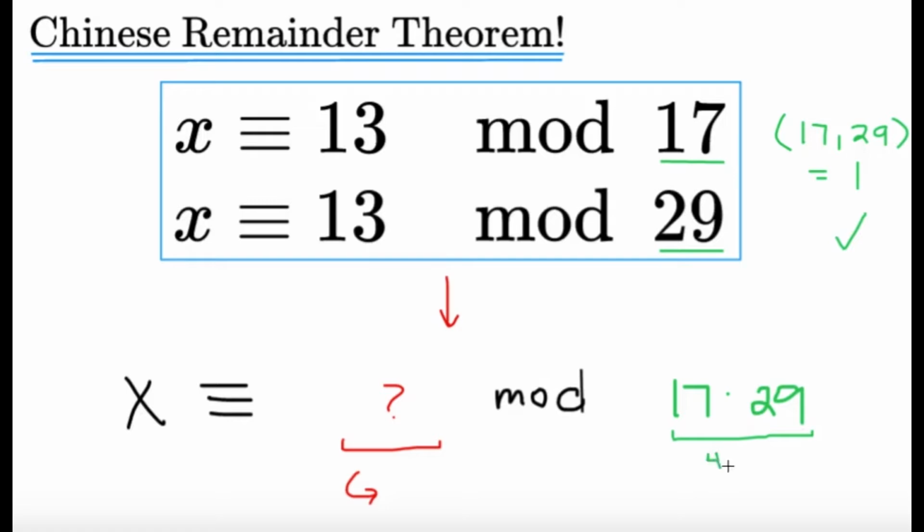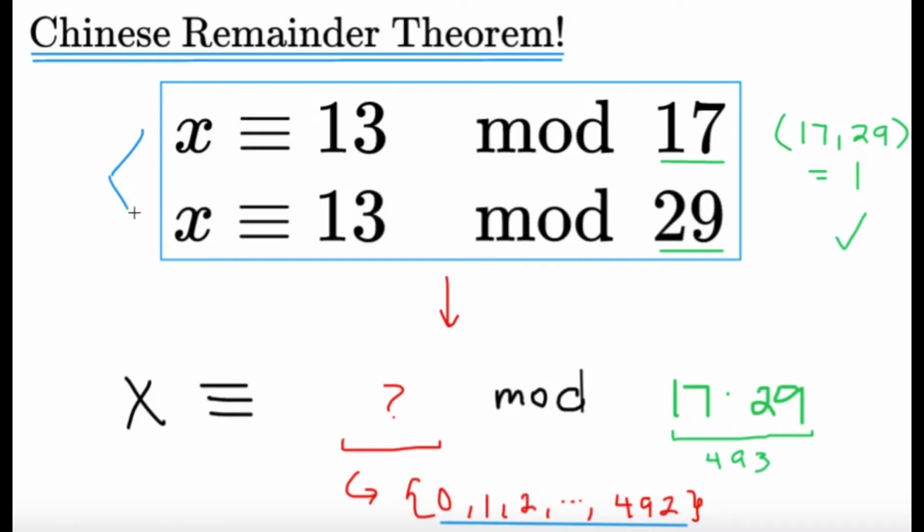Now this is 493. More importantly, there is only one answer in the following set. Since we're taking mod 493, there are obviously 493 possible answers from 0 to 492. There is only one value out of all of these numbers that is going to satisfy both the first and the second congruence that we have here. Now, what is that number though?